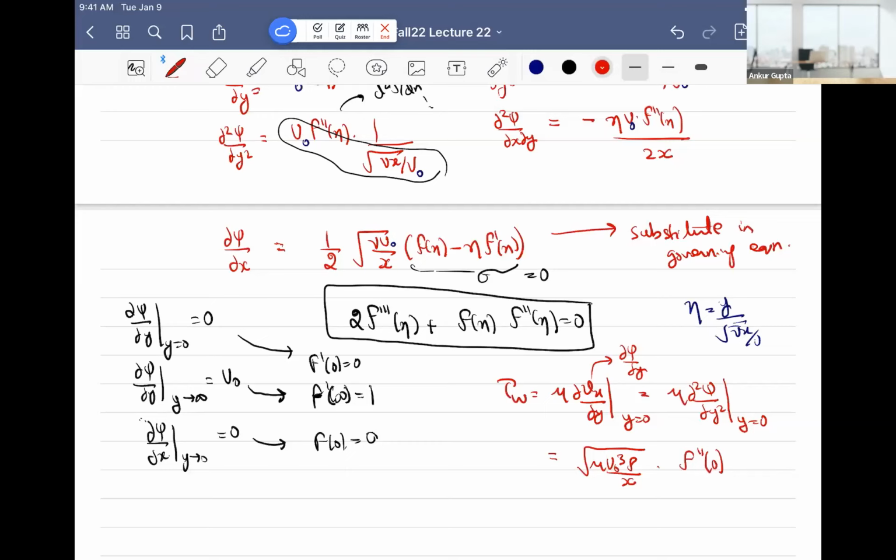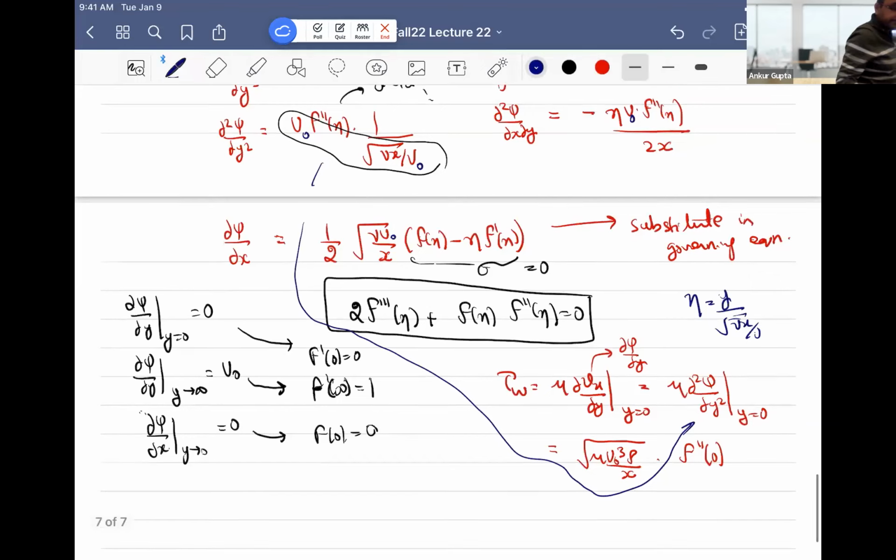Note that del square psi by del y square is simply the one that I've copied and pasted from the top, the equation u naught f double prime of eta. So this equation is what I've copied here, and then I've rearranged it to get to that point. Clear? So that's how I've gotten to that result.